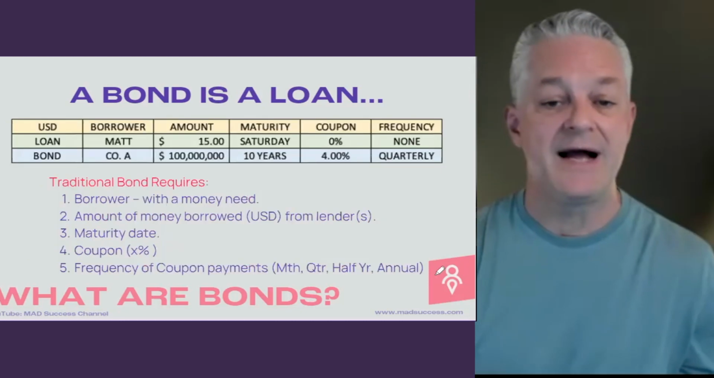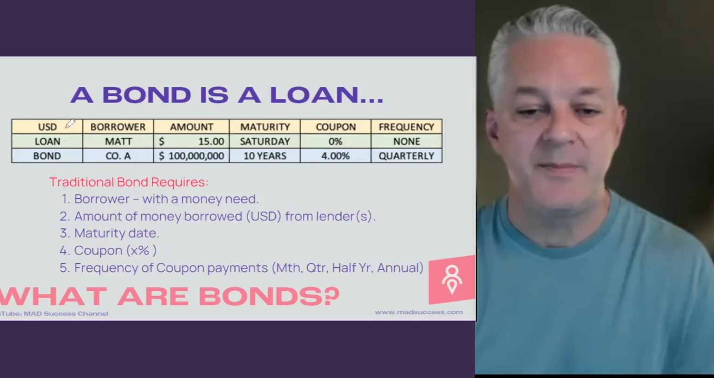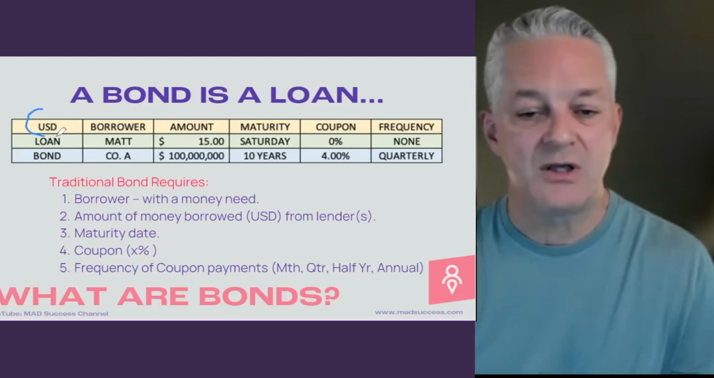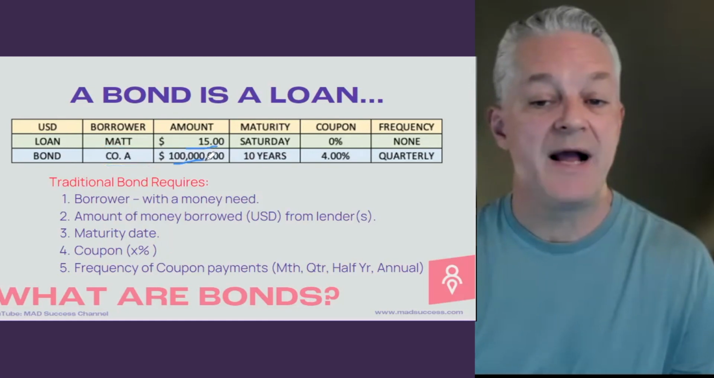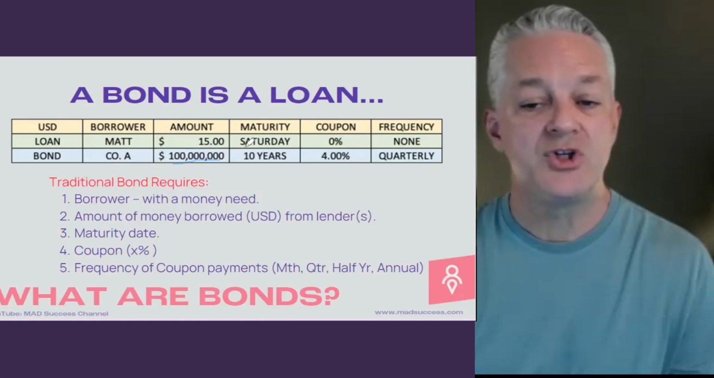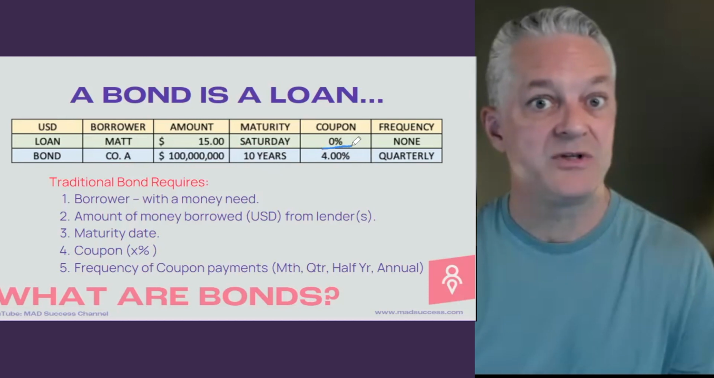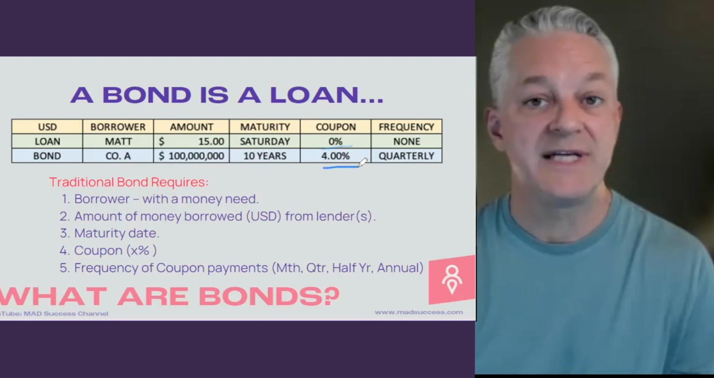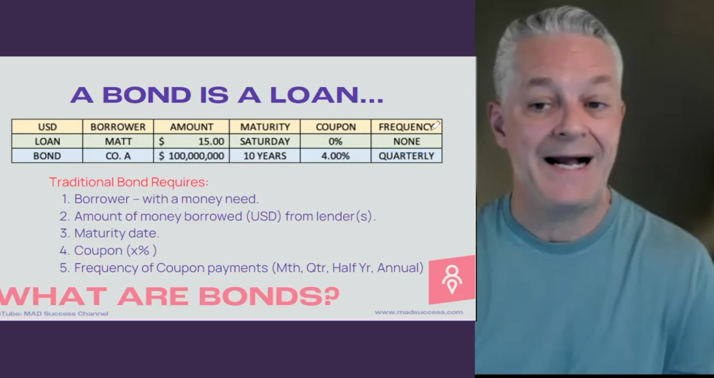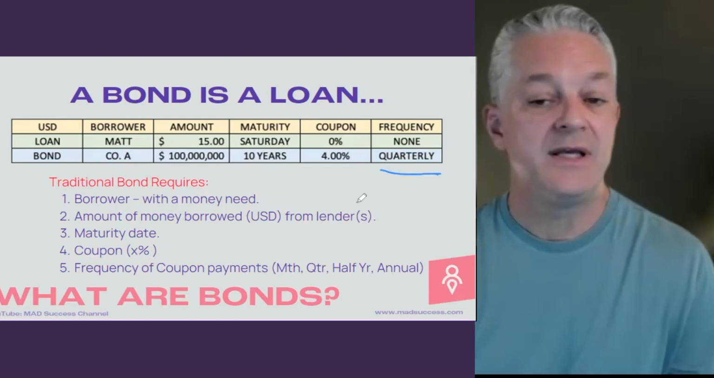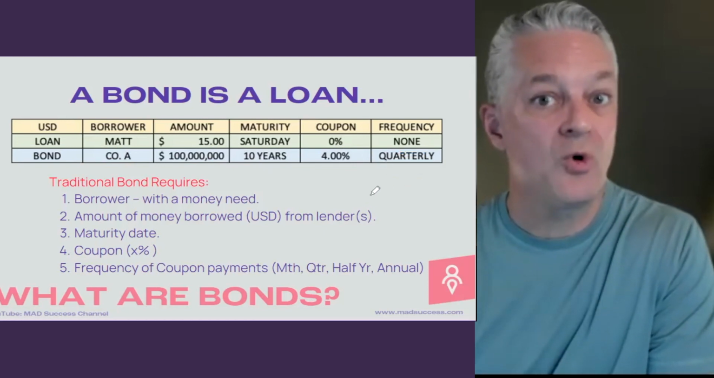So let's depict that. So here we have it. I've got a little handy pen here. It's in US dollars, this borrowing. Matt and the company are the borrowers, okay? The amounts are $15 for Matt and 100 million for the company. The maturity for Matt is Saturday, and the maturity for the company is in 10 years. Matt has 0% interest, zero coupon, and the company has 4%. There's no frequency. Matt just has to pay me back the full amount, no interest, on Saturday. And the company pays interest on a quarterly basis.